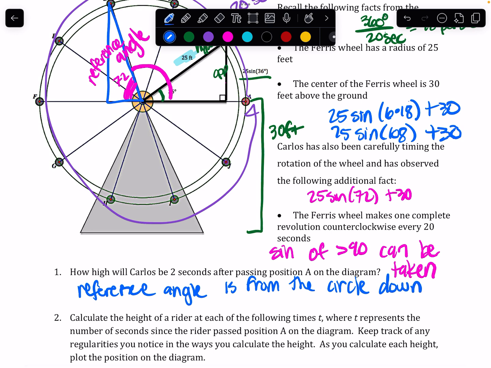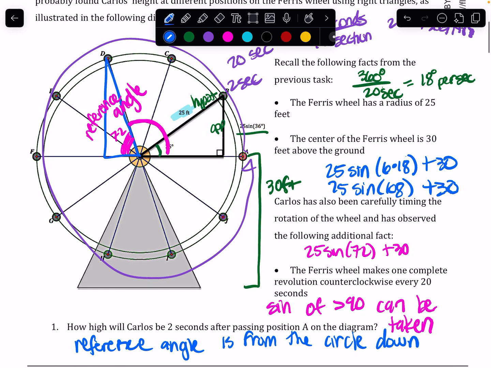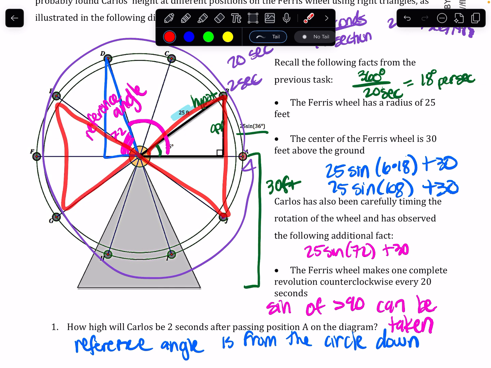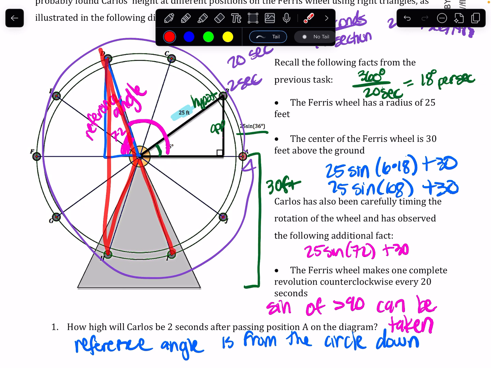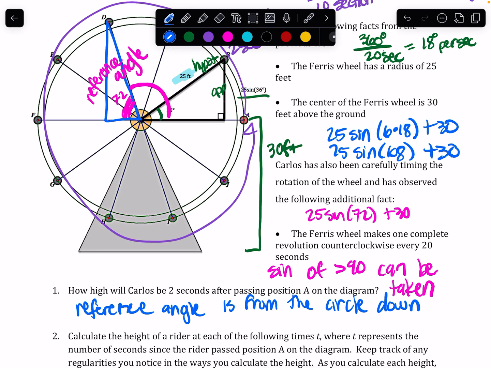And we had been using the reference angle the day before when we didn't have it in terms of time. We talked about how we could use all of this symmetry, and these four triangles were all 36 degrees. And then we looked at these four triangles, and they were all 72 degrees. So it made it really quick for us to find our values. That's when we were using the reference angle. So the reference angle is from the circle down to the center, down or up, depending on which direction, to the center perpendicularly. Okay.